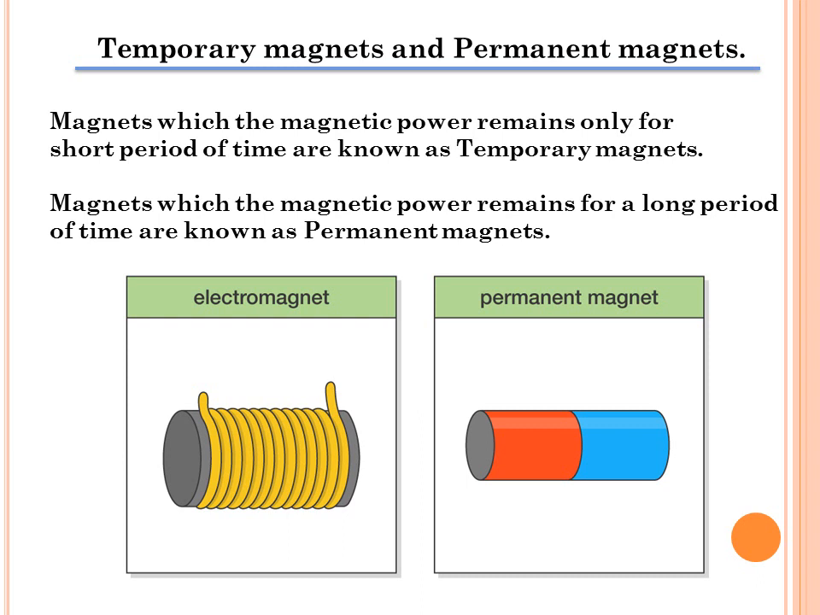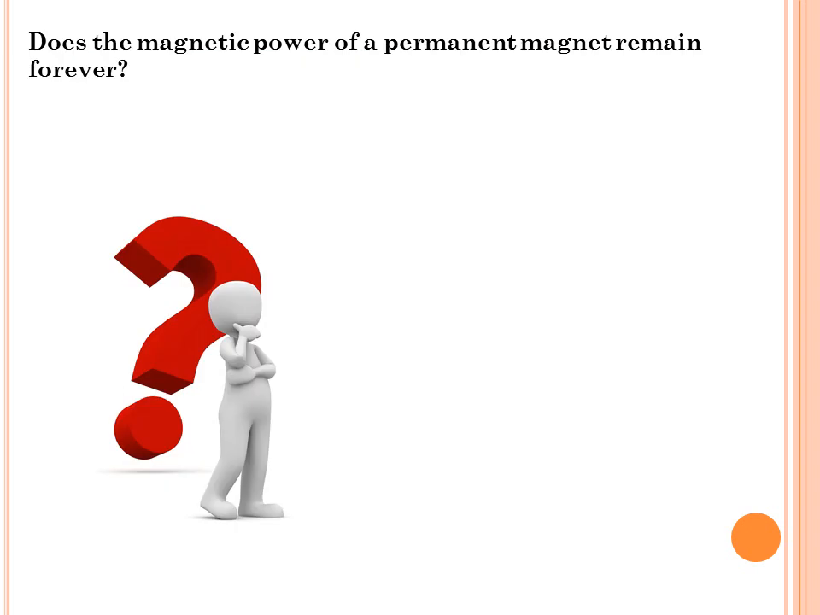Let's talk about temporary magnets and permanent magnets. Magnets whose magnetic power remains for a short period of time are known as temporary magnets, and magnets whose magnetic power remains for a long period of time are known as permanent magnets. Does the magnetic power of a permanent magnet remain forever? The answer is no.